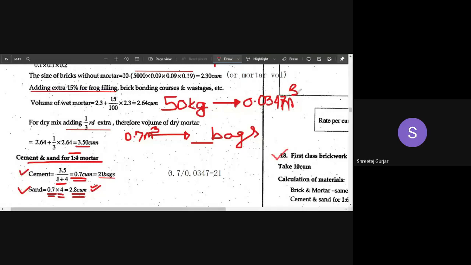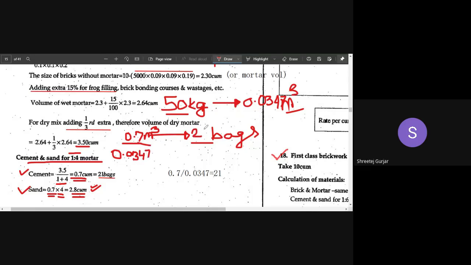0.0347 of meter cube cement. Okay, 50 kilos we have converted to meter cube. So one bag of cement will have 0.0347 meter cube of cement. So 0.7 is the required cement quantity. Divide that by the one bag volume, that is 0.0347. You will get the total number of bags that are required.